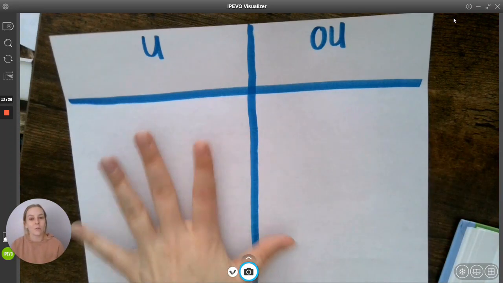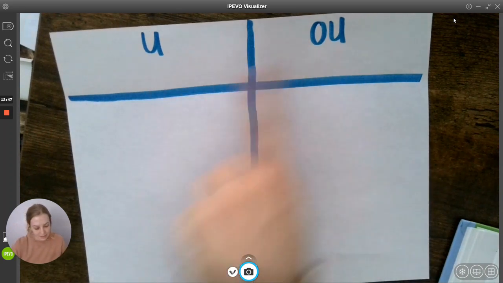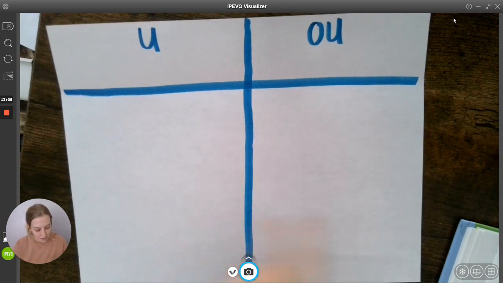Otherwise, you can work on a piece of paper like I will be. All right, I'm going to say a word which uses one of these 2 spellings. If it uses U, I will hold up 1 finger. If it uses ow, o, oo, I will hold up 2 fingers. Write the words in the correct column.